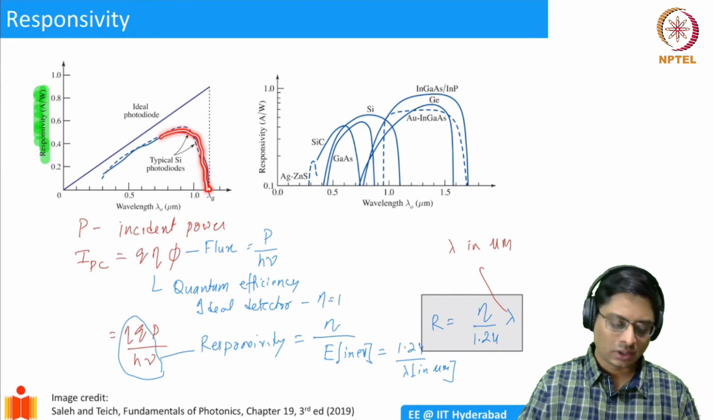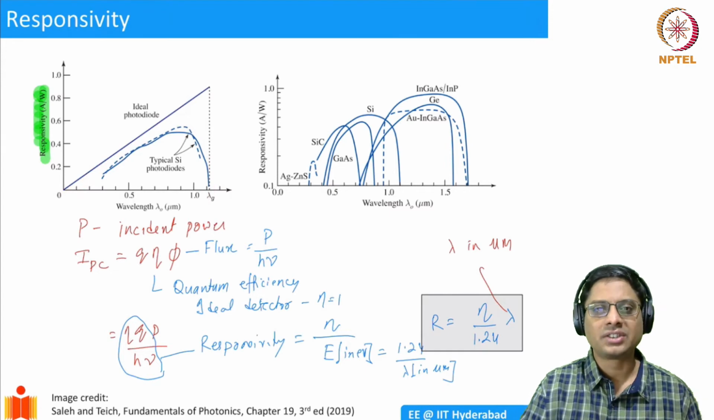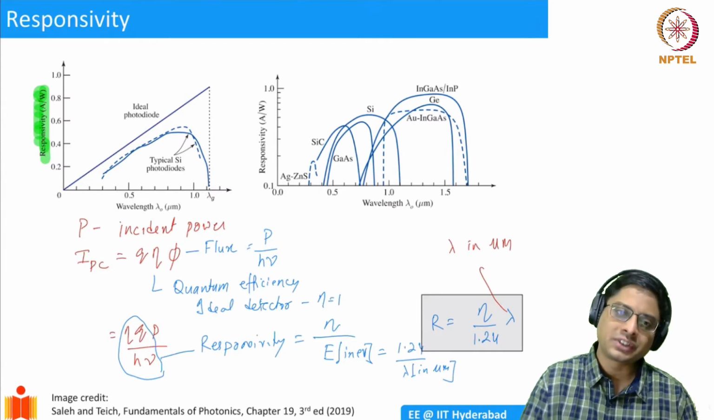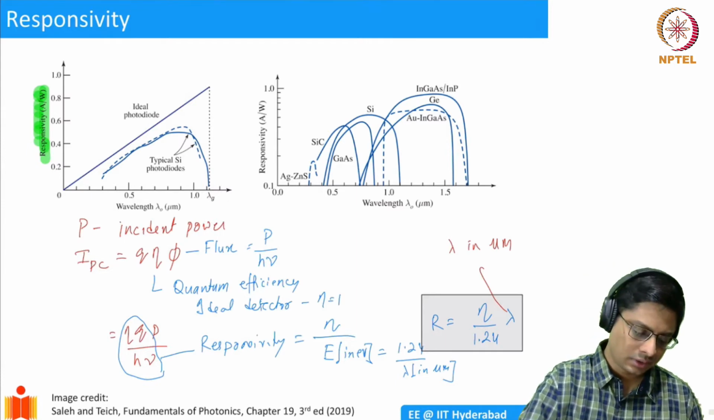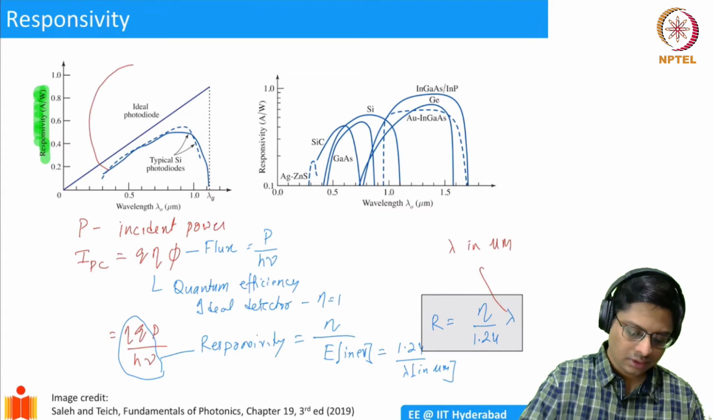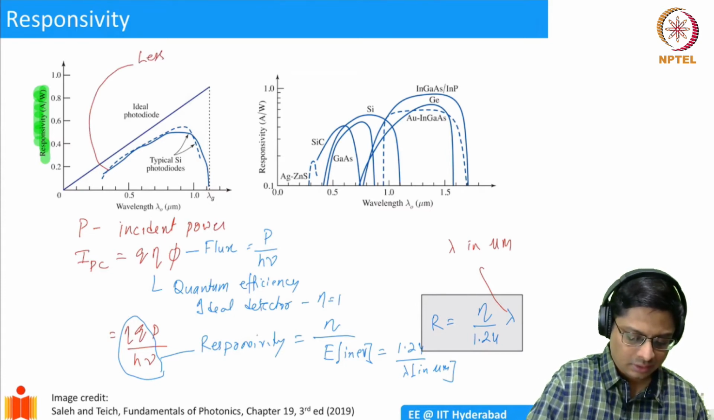On the shorter wavelength side, if your energy is very, very large, then per watt of optical energy you'll have a lesser number of photons, so a lesser number of electrons. So here, lesser photons per watt.